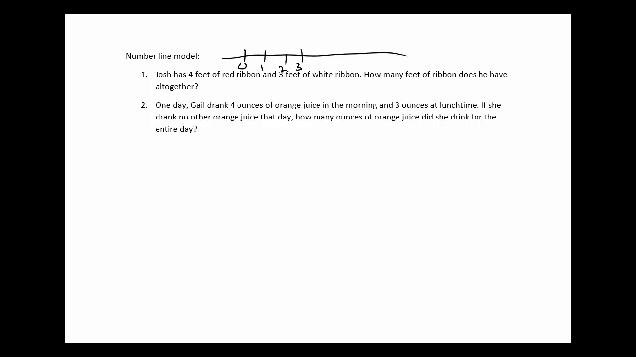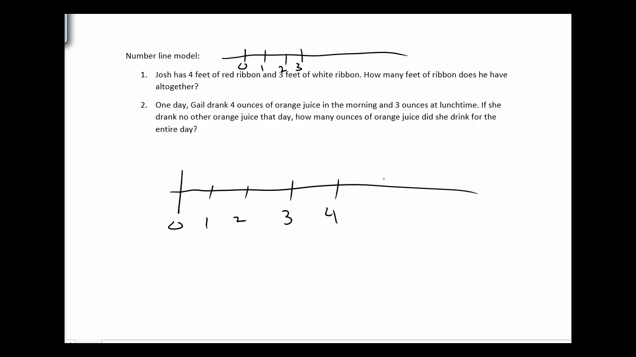So in the first one, Josh has 4 feet of red ribbon and 3 feet of white. How many feet of ribbon does he have altogether? One day, Gail drank 4 ounces of juice in the morning and 3 at lunch. If she drank no other juice, how many ounces did she drink the entire day? So both of them, we can set up a number line. 0, 1, 2, 3, 4, 5, 6, 7, I'll go up to 9.